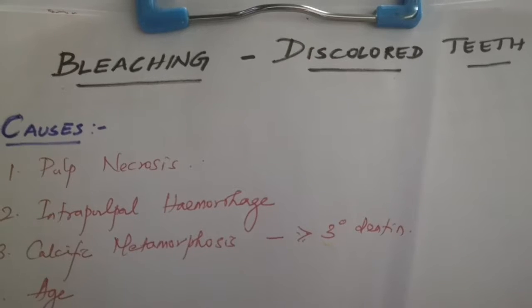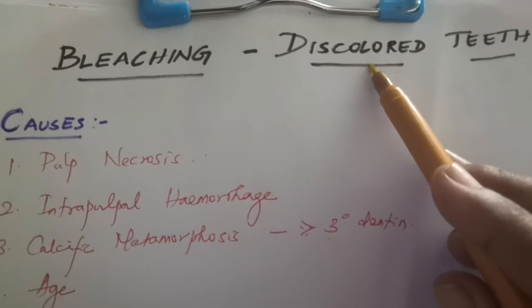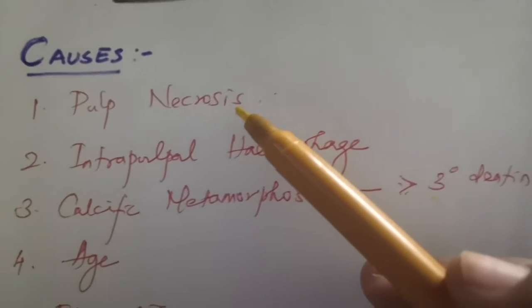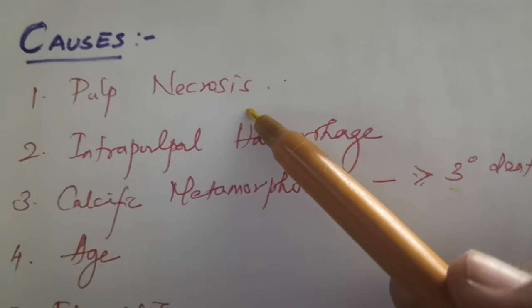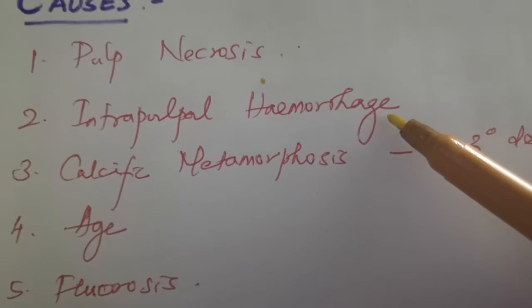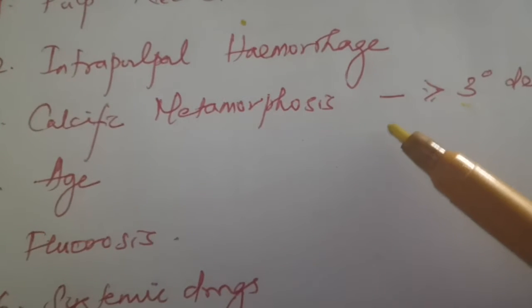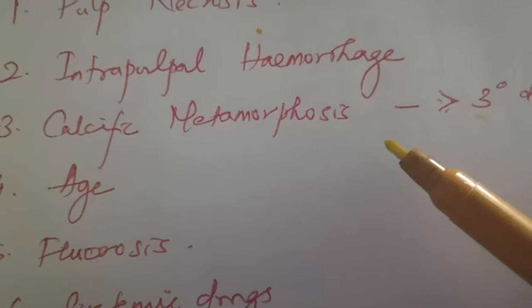Today's video is on bleaching of discolored teeth. So why are there discolored teeth? It's due either to pulpal necrosis, where the tooth is non-vital, or to intrapulpal hemorrhage due to trauma, and also due to calcific metamorphosis.